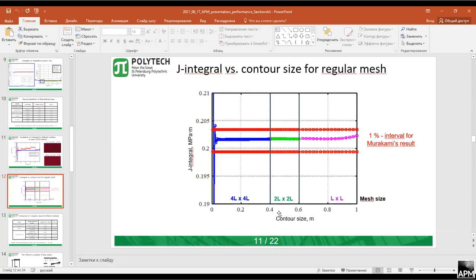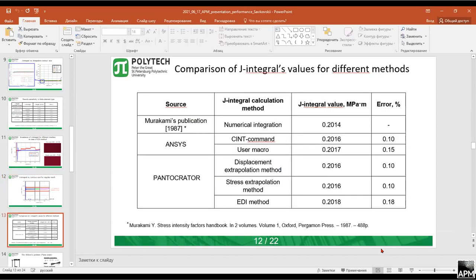This picture demonstrates results for the integral values for different meshes with different finite element lengths. So we can use different regular finite element meshes, and it shows a good result. As you can see, the integral is an invariant. So this is a comparison of integral values for different methods. As we can see, it shows a good agreement with Murakami's results, and all methods demonstrate nearly similar results.